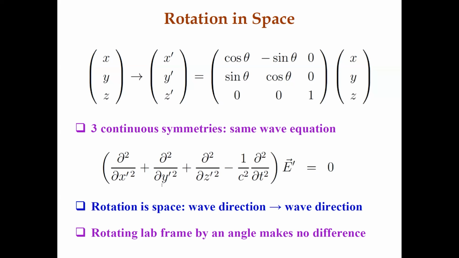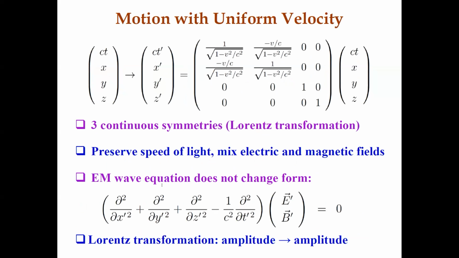Okay. Then there is another symmetry that we learned like 100 years ago, 115 years ago to be precise. That's motion with uniform velocity. This symmetry was known since the time of Galileo, but the form was known for small velocity, where the velocity is small compared to the speed of light.